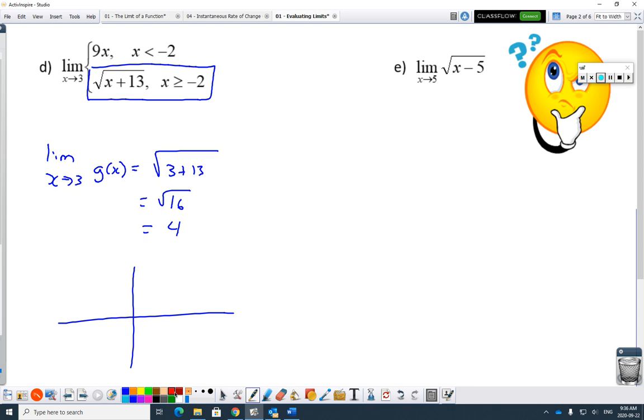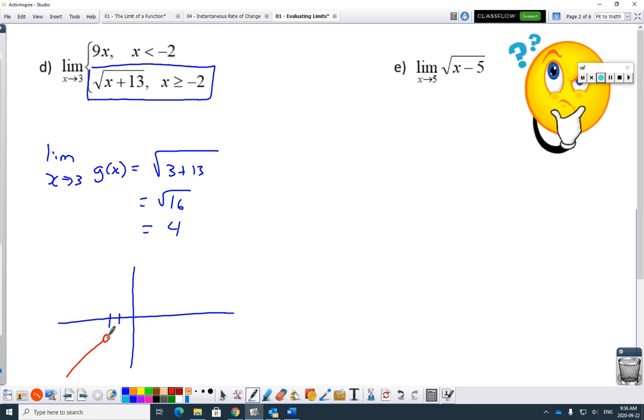And this won't be a perfect sketch, okay? I'm not trying to exactly get it. But for x less than negative 2, this function is 9x. So it looks something like that. Some kind of line that ends before we get to negative 2.